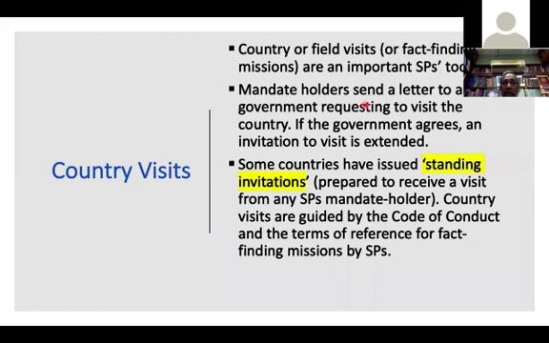They told her to send a letter to the government requesting a visit. So the government invites them, and some governments give them standing invitations. Now we belong to the second category. We are given standing invitations to everybody, but we don't specifically tell them when to come. So for several years, we don't have special rapporteurs who visited India.